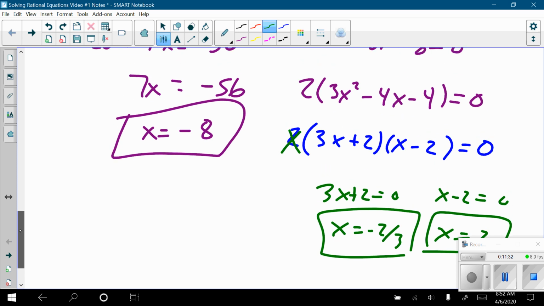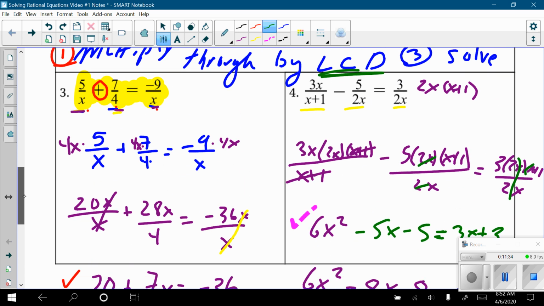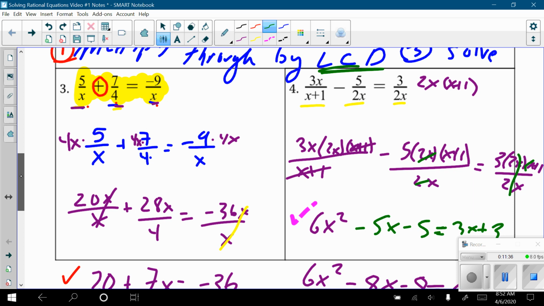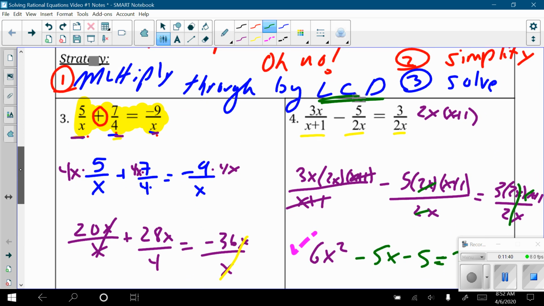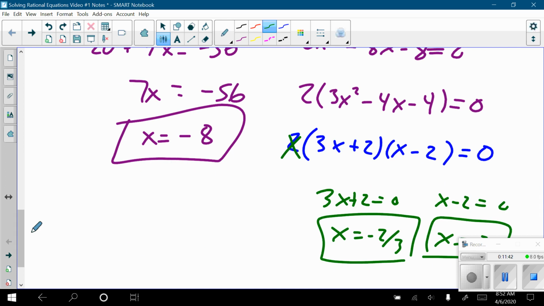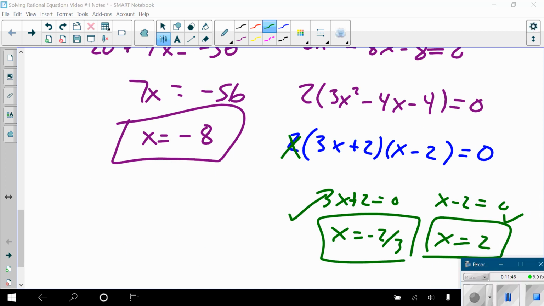I definitely need to go back, and I need to check these. Okay, x equals 2 doesn't make any denominator 0. x equals negative 2/3 doesn't make any denominator 0. I'm good. Check them both. They work. Cool.